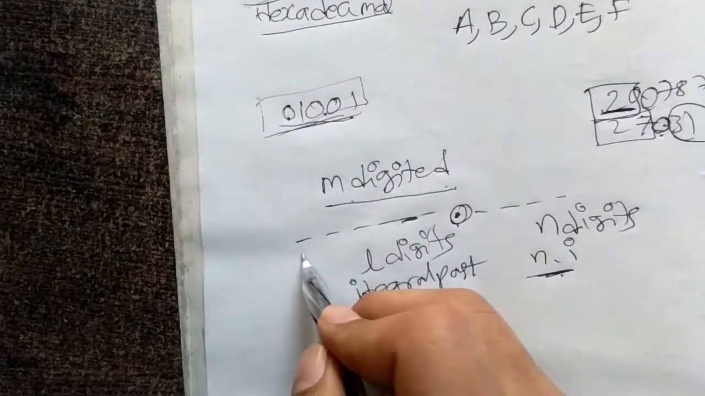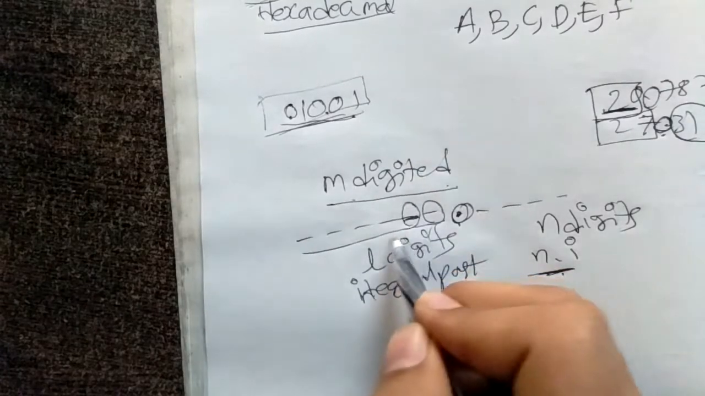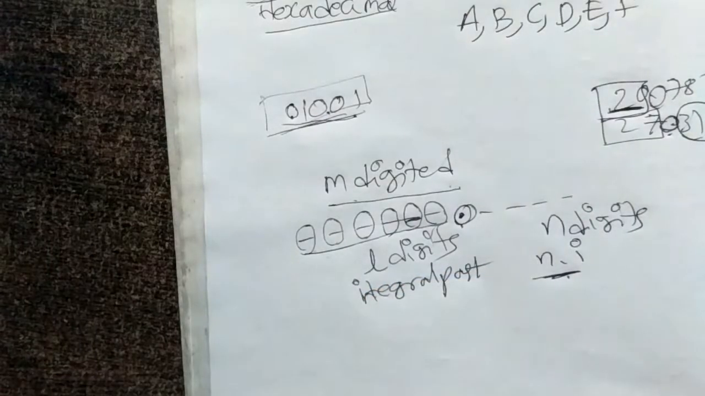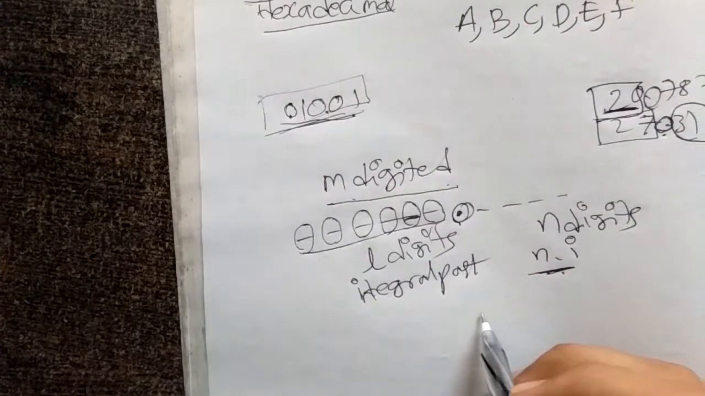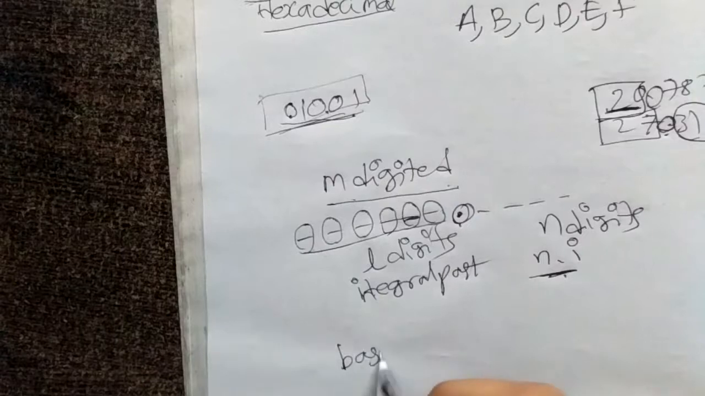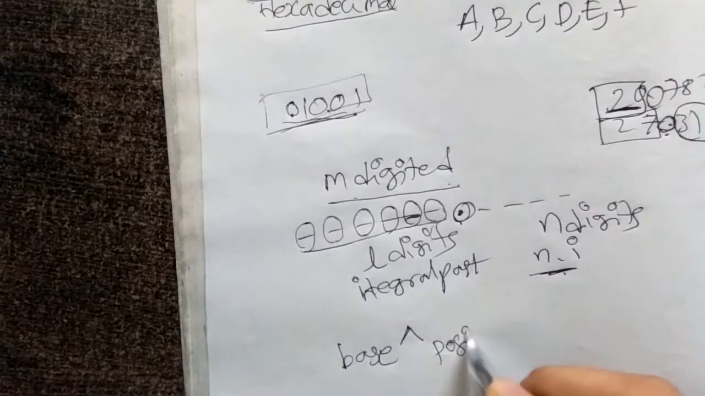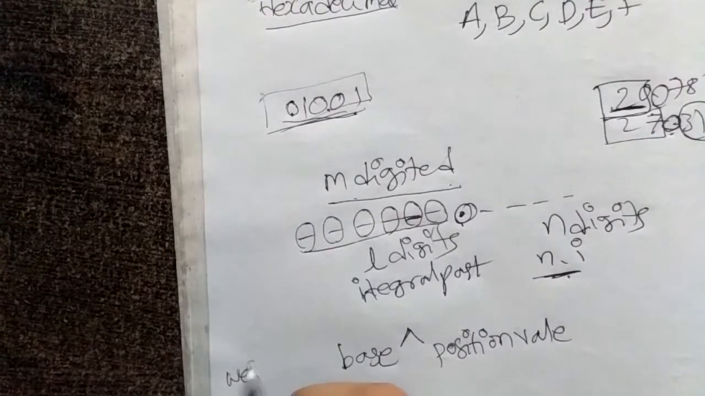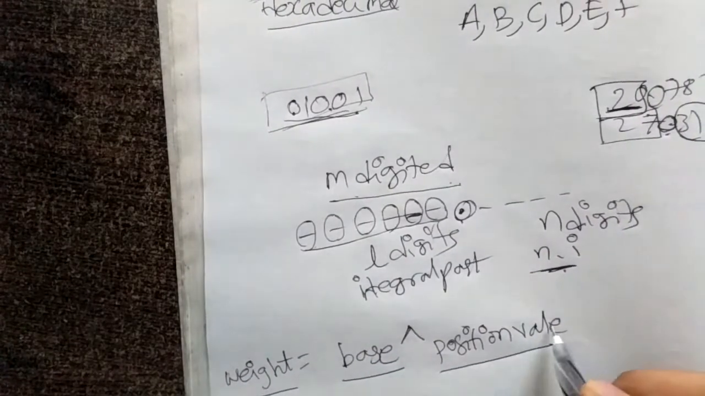Each digit of a given system is associated with something called a weight. What is meant by a weight? A weight is the base raised to the power of the position value. This would give your weight.